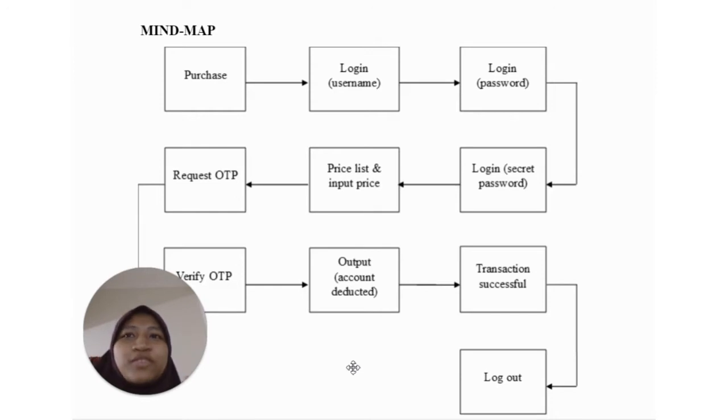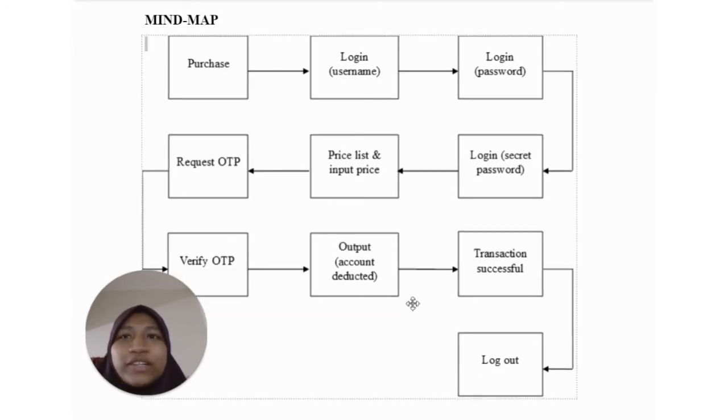Assalamualaikum warahmatullahi wabarakatuh. My name is Nur Liyana binti Abdul Aziz and my metric number is 1200546. For this video, I'm going to explain about the mind map, or as you can say the flow, of my group's Java project, which is the online payment system. As you can see from my screen, this is the whole flow of our system.